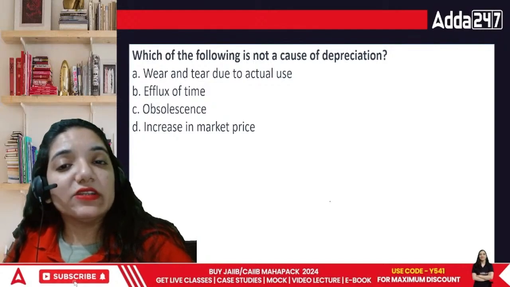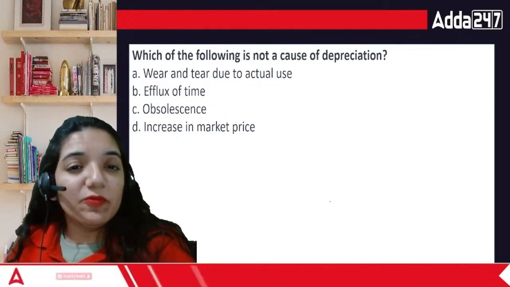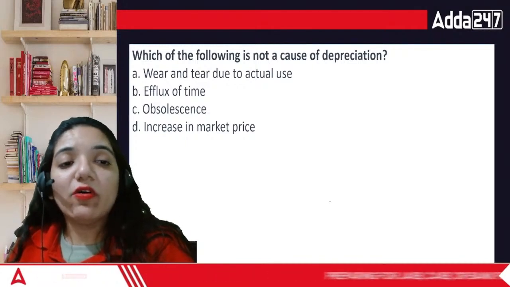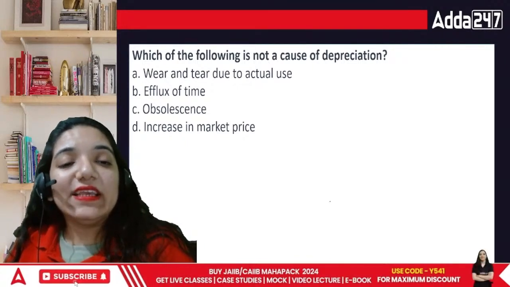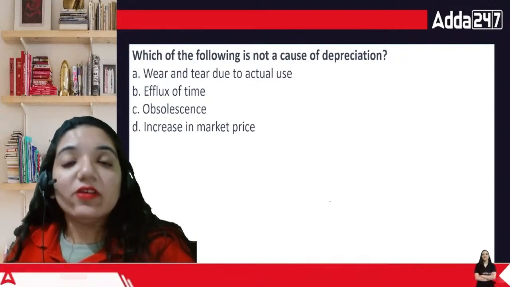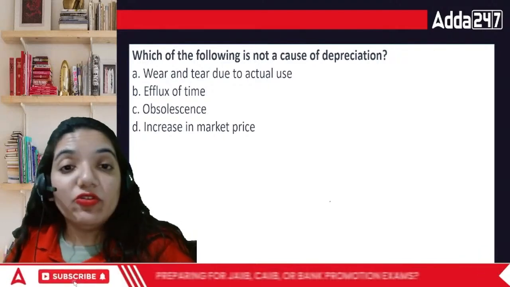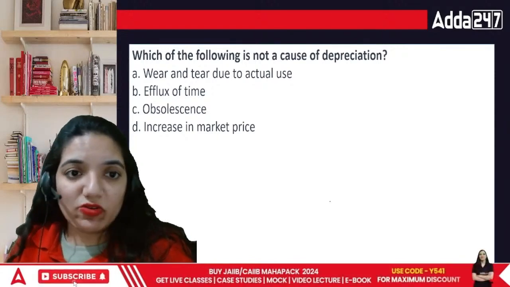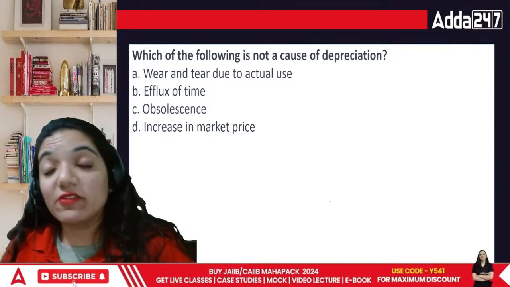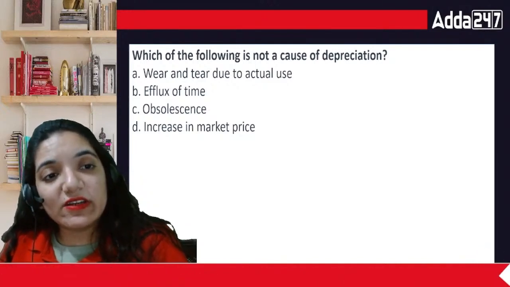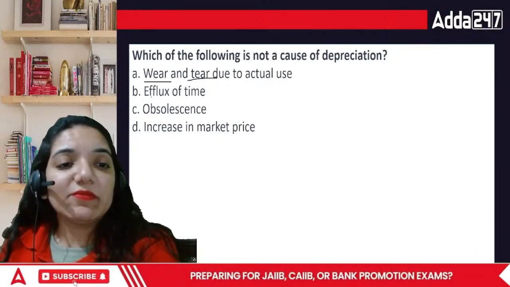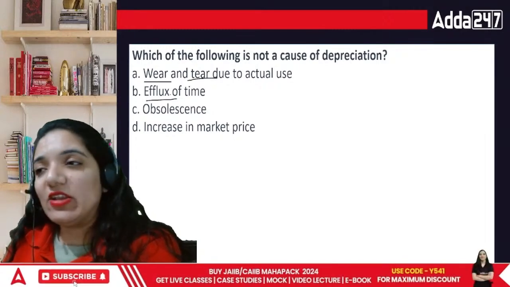Which of the following is not a cause of depreciation? Wear and tear due to actual use, efflux of time, obsolescence, or an increase in the market price. Which of the following is not a cause of depreciation? When we talk about depreciation, causes are many. Wear and tear is something that we did in the very beginning. That was taken from the book itself. So wear and tear is a part of it. Then efflux of time: time passes and obviously the value of the thing goes down.